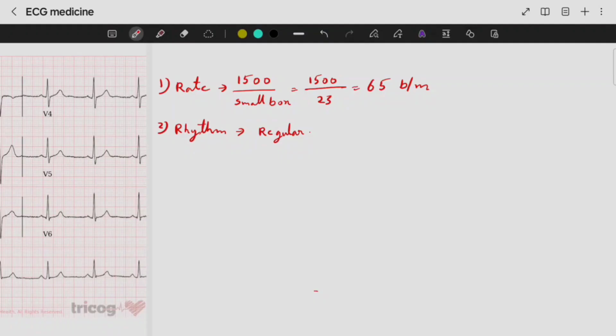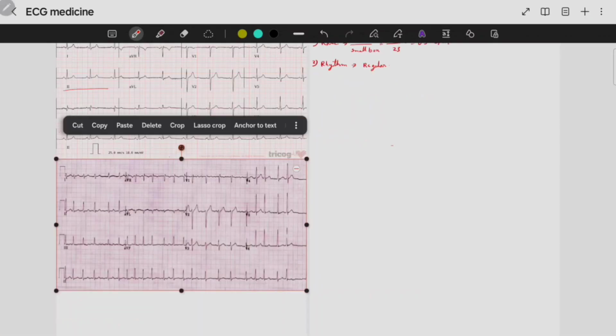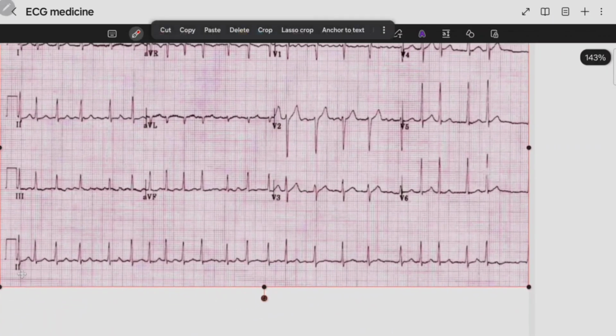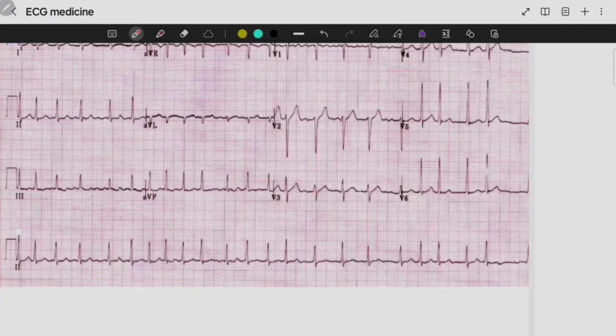So here a question comes: how to calculate the rate of an irregular rhythm? Let's see this ECG. Here in the rhythm strip, you can clearly see that here are 8 small boxes, here 10 small boxes, here 12 small boxes, then almost 15 small boxes. So the rhythm is not normal. Now how to calculate the rate in this ECG?